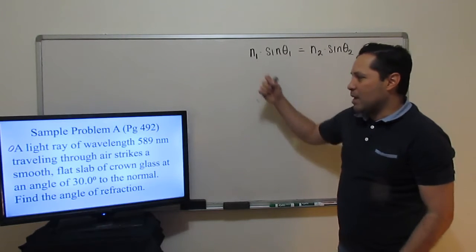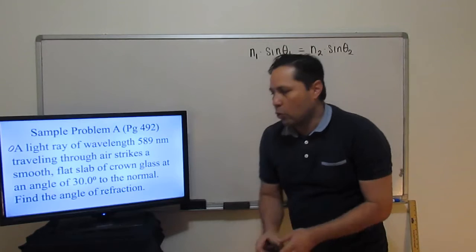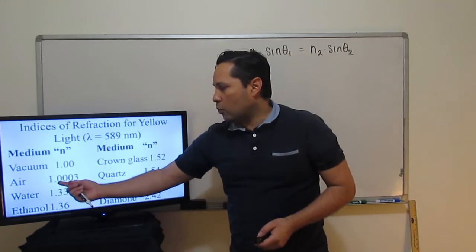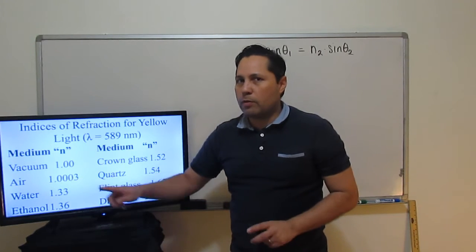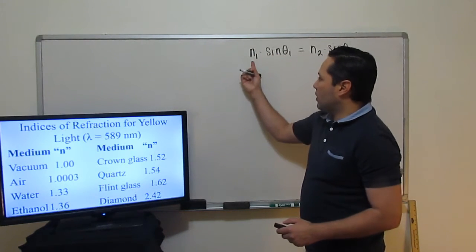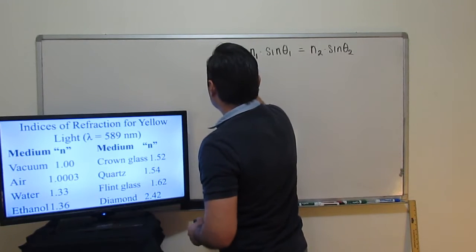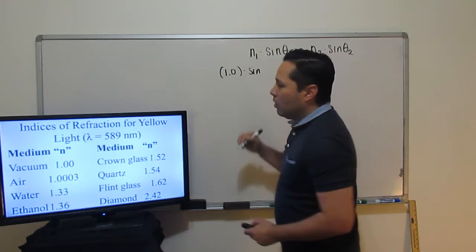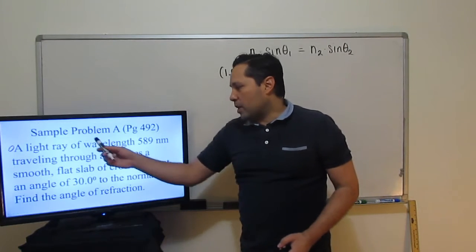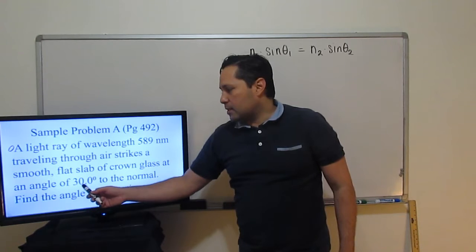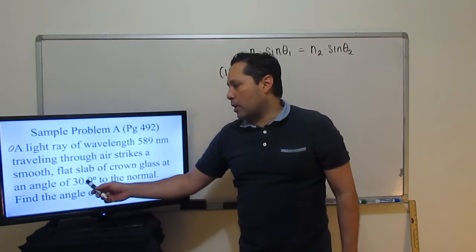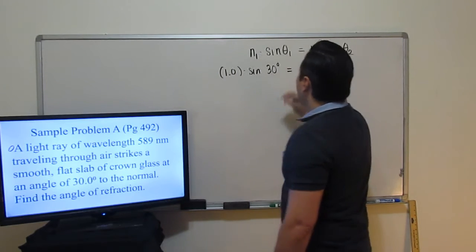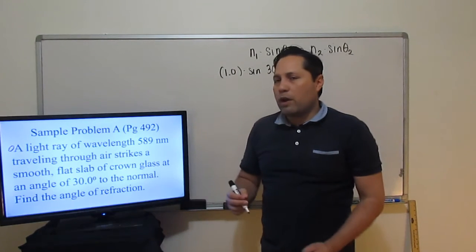So let's start with the N. What is N? Well, let's go back, and you see the N for air is 1.0003. We're going to round it off to just 1.0, so I'm going to substitute that right here. 1.0 multiplied times sine of the angle. From the air, it hits the boundary at 30 degrees, so that is our incident angle, 30 degrees. On the other side, we have crown glass.